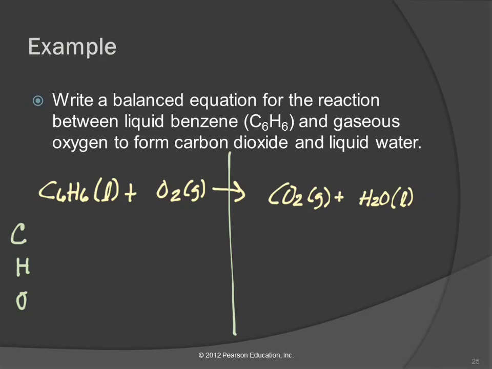So in C6H6, we have 6 carbons and 6 hydrogens and no oxygens. In O2, we have no carbons, no hydrogens, and 2 oxygens. In CO2, we've got 1 carbon, no hydrogens, 2 oxygens. And in the water, we have no carbons, 2 hydrogens, and 1 oxygen. I'm just taking inventory.